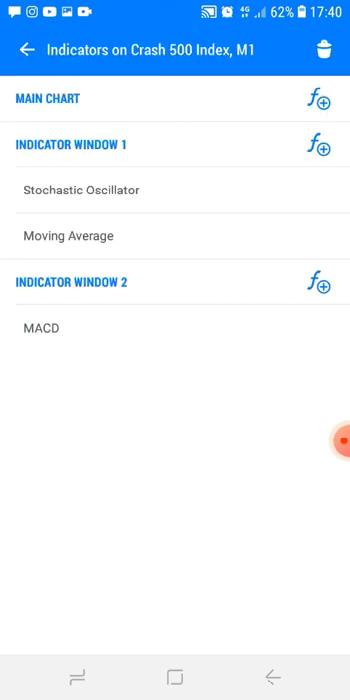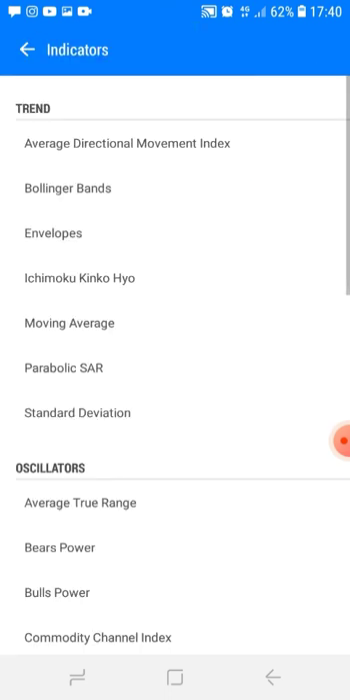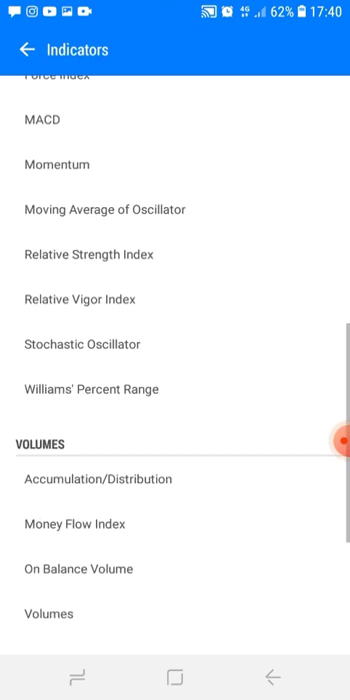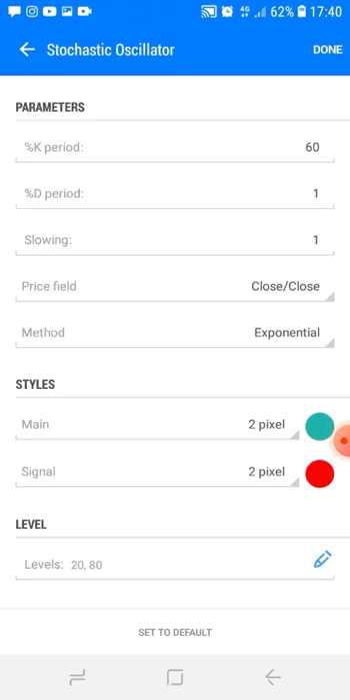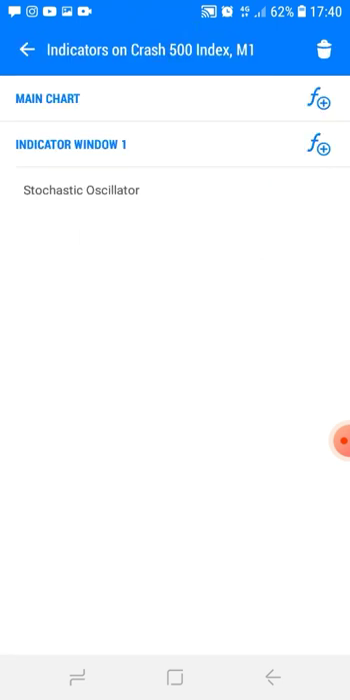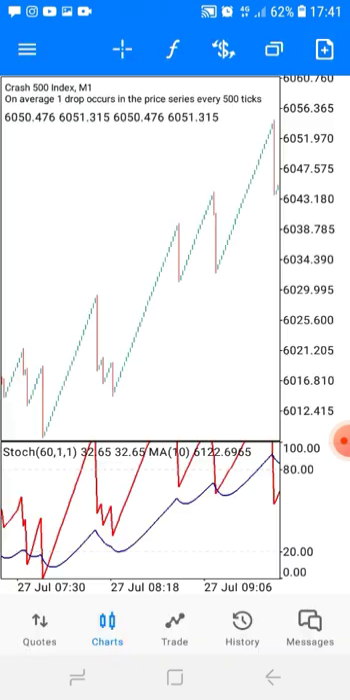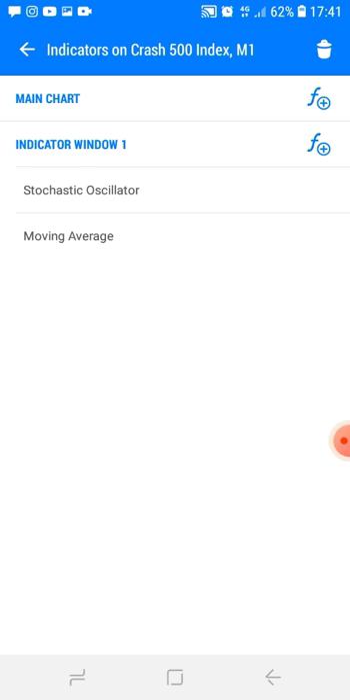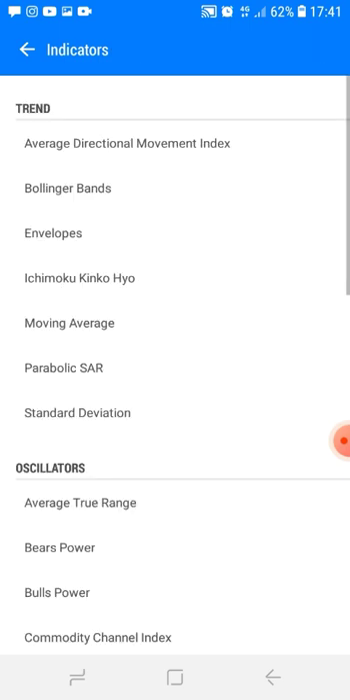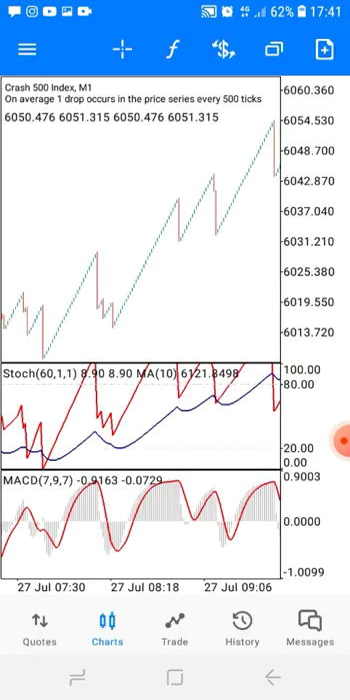So let me delete them and add them, just so that you guys can see. What you're going to do when you add them is go to your F+ button, click on the stochastic oscillator, write these parameters, click done. Click on this F button again, click here. Don't click on the main chart. Click on the indicator window 1 right there. Click moving average and then write these parameters. Done. You see that the moving average moved into the stochastic oscillator. And now don't click on the indicator window 1. Click on the main chart for the MACD and write these parameters. And then done. So that's how it is, guys.